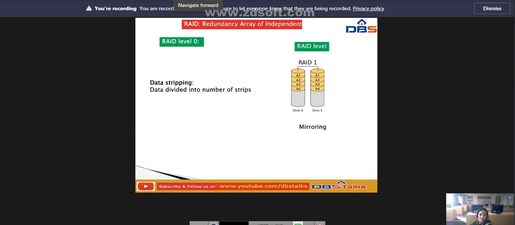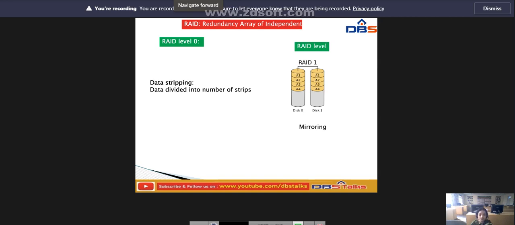There is no parity checking of data. So if one drive gets corrupted, then all the data would be lost. Thus RAID 0 does not support data recovery. The advantages are that the speed is greatly increased, implementation is easy, and there is no overhead of parity calculation. These are the advantages of RAID level 0.